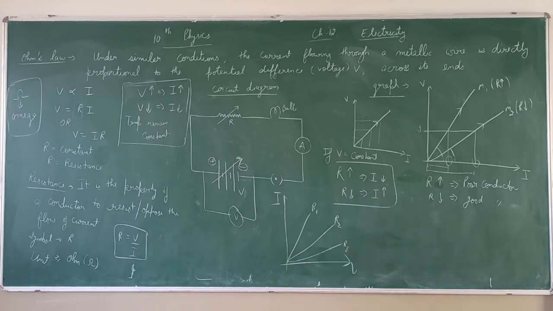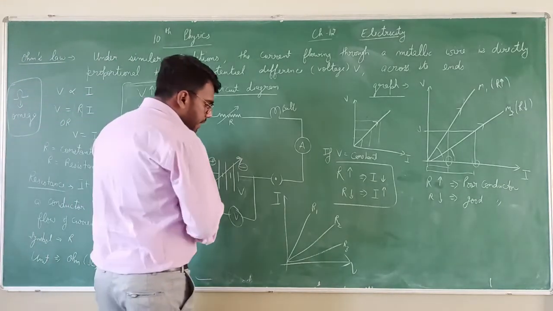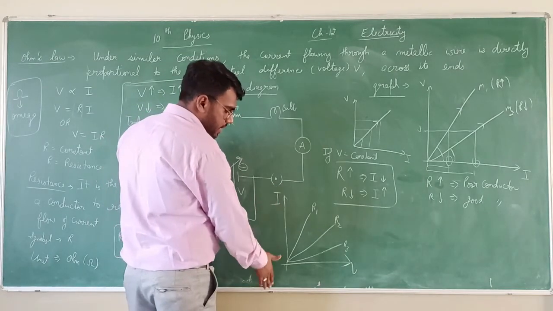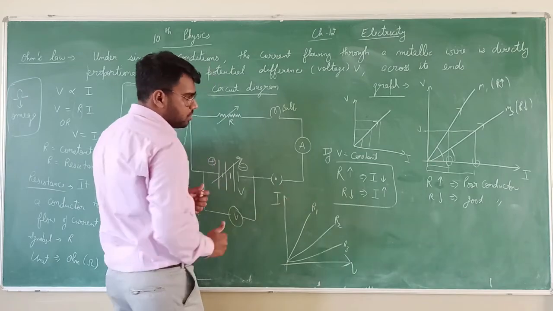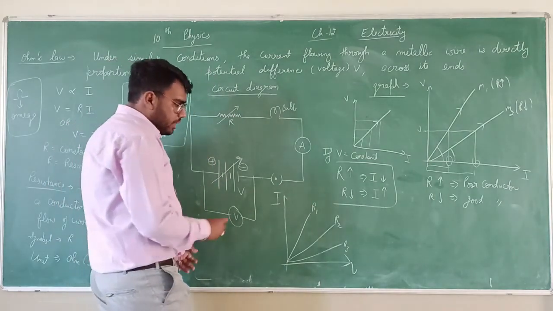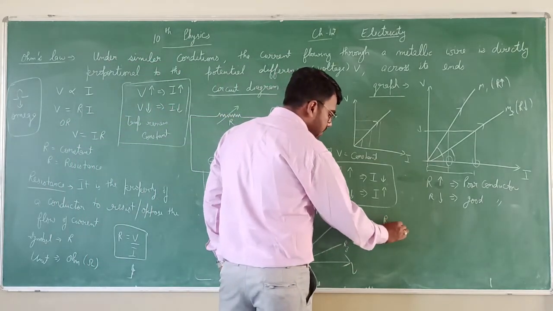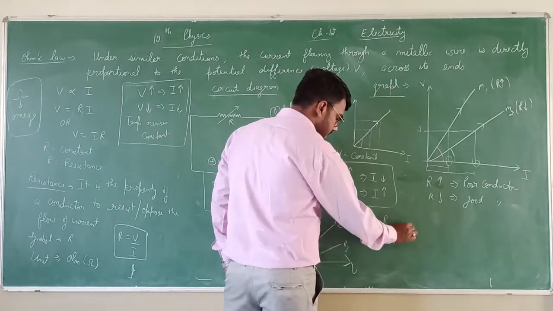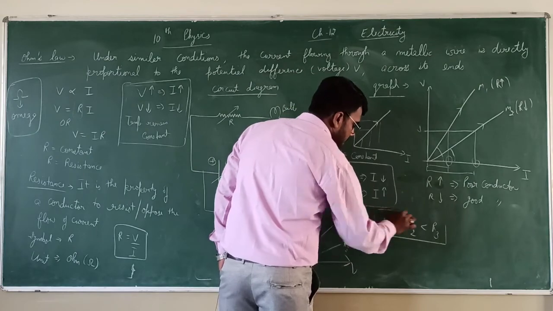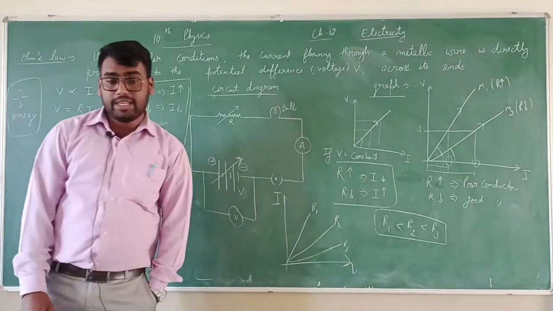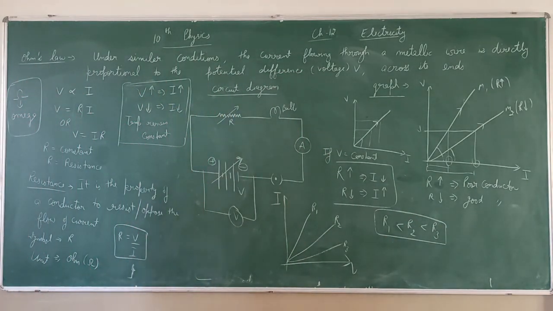Let us see what we have learned. If the graph is closer to the current axis, that means current is more, so resistance will be less. So the increasing order will be R1 is less than R2, which is less than R3. The question can also be asked this way: which wire has the highest resistance? R3 will have the highest resistance.